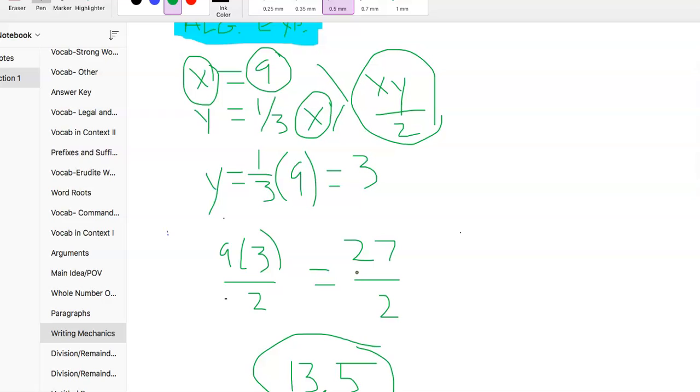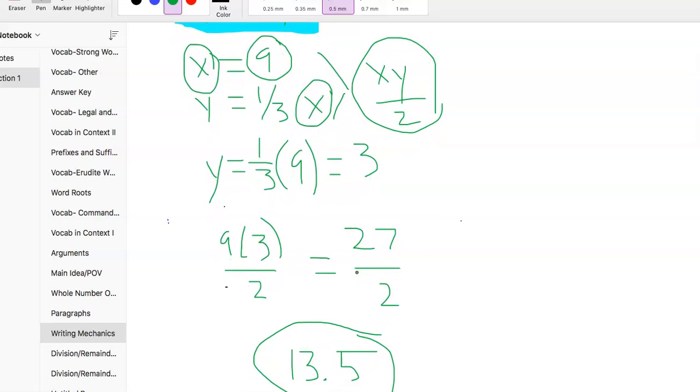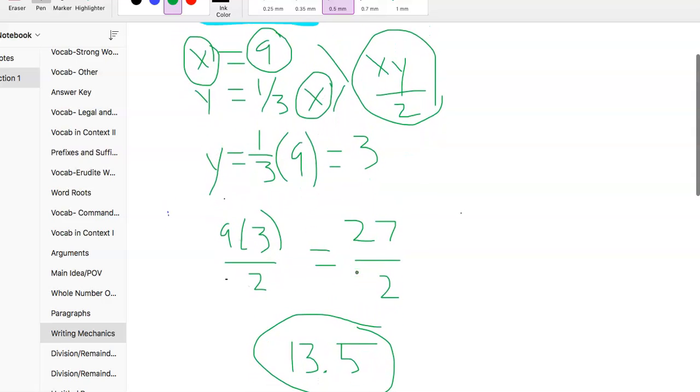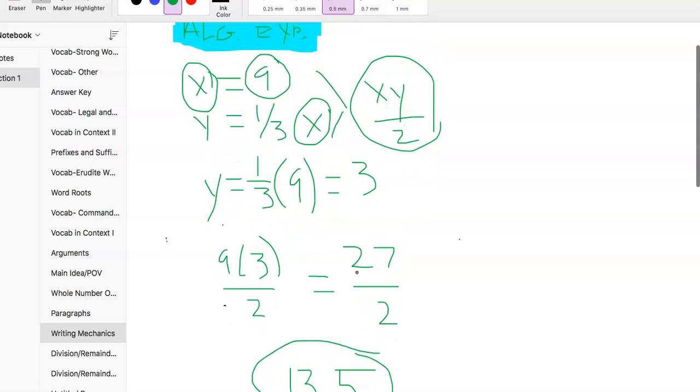So it really wasn't as bad as maybe it looked when we started. The key point was that you just need to be looking to plug in 9 for x, so that 1/3 x equaled 3. And once we have that, solving it was pretty straightforward math. Anyway, hopefully that helps you out, and I will see you on the next video.